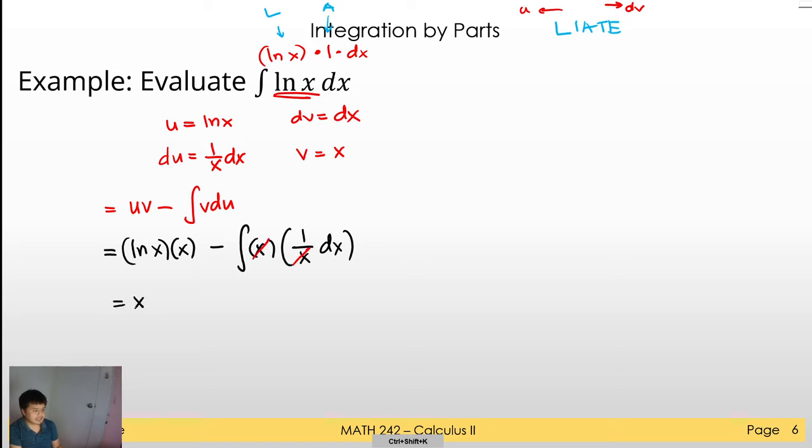So we have x ln x minus the integral of dx. So what is the integral of dx? This is just x. So this is your final answer. We can just add the arbitrary constant c. So this will be your answer for integration by parts for this integral. Okay.